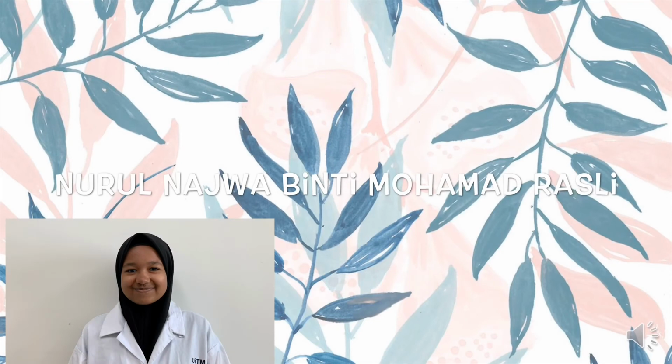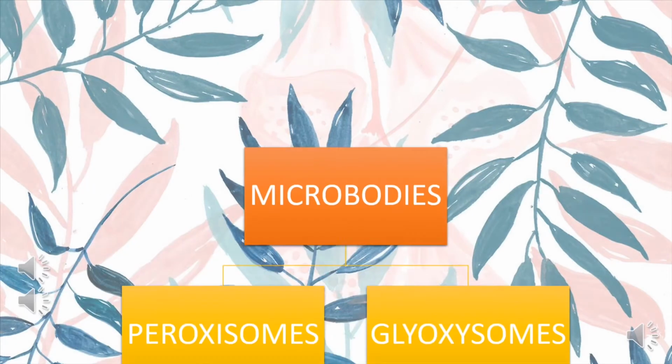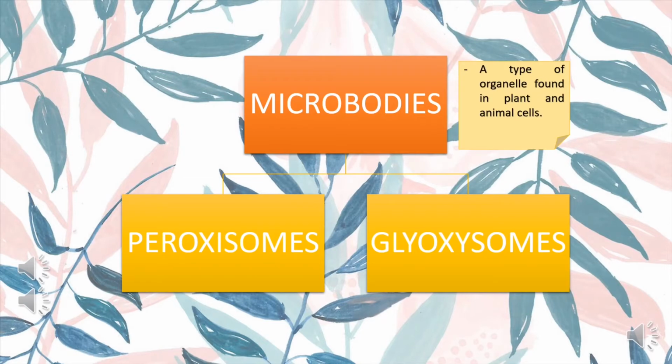Now let's move on to the next organelle. Microbodies. Microbodies are a type of organelle found in plant and animal cells. Organelles in the microbody family include peroxisomes and glyoxysomes.